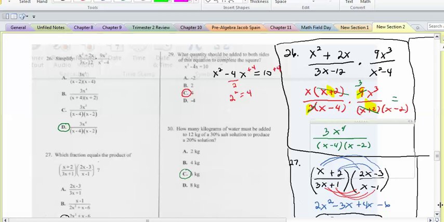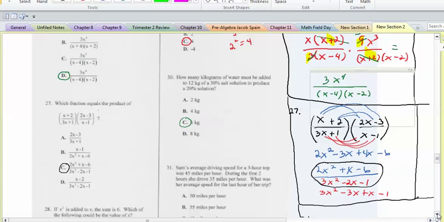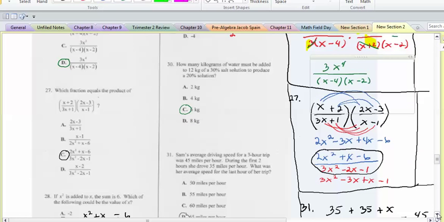Number 27, you do the FOIL method for the top and the FOIL method for the bottom. So I went through and I multiplied everything, and I ended up with this right here. Then I combined all the like terms. So 4x, negative 3x, that's how I got 1x. These two stayed the same. And then at the bottom, I multiplied and I got this, and I combined like terms, and then I got negative 2x. And if I look at my answer choices, it was letter C.